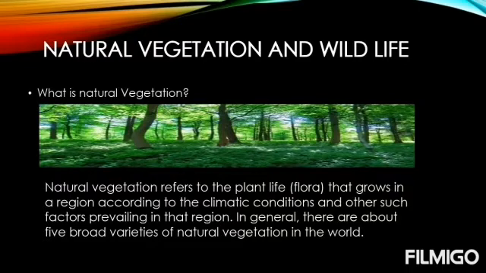The next main topic is natural vegetation and wildlife. Here we are going to see what natural vegetation is. Natural vegetation refers to the plant life that grows in a region according to the climatic conditions and other such factors prevailing in that region. In general, there are about 5 broad varieties of natural vegetation in the world.